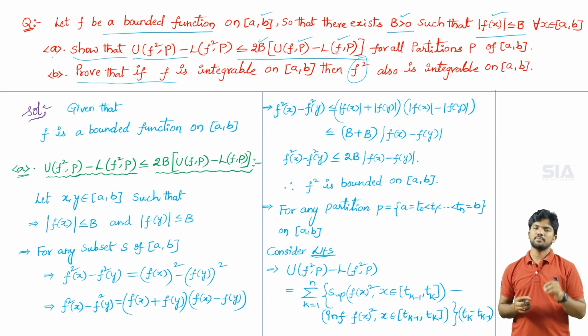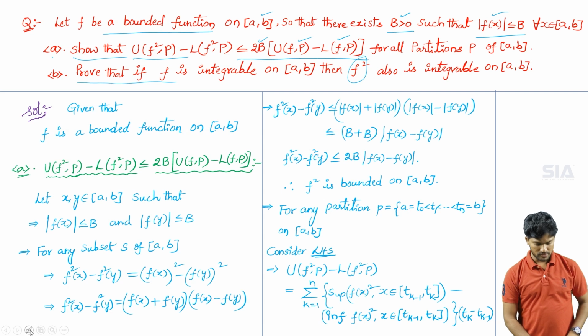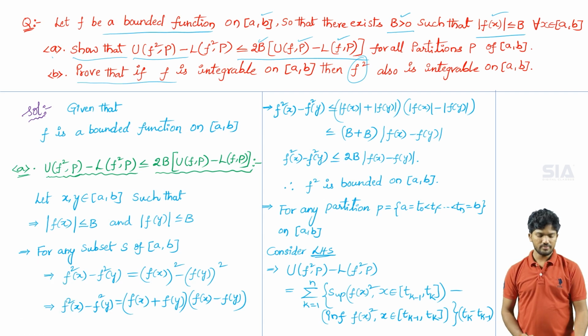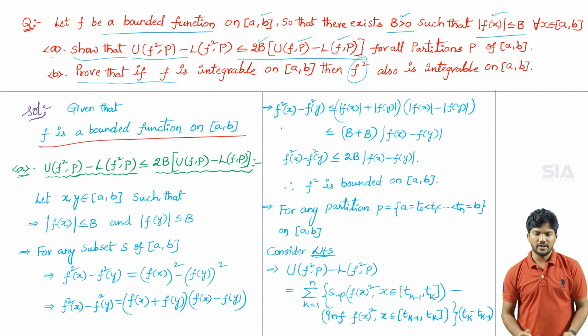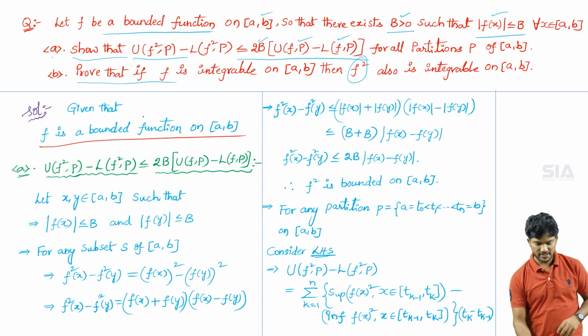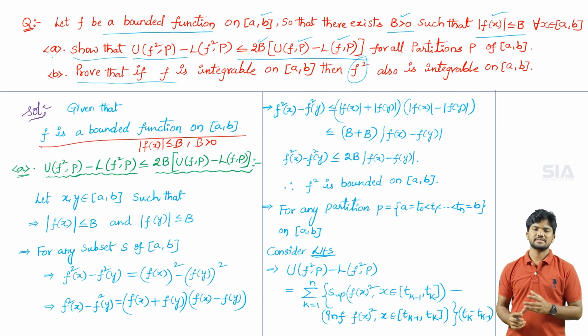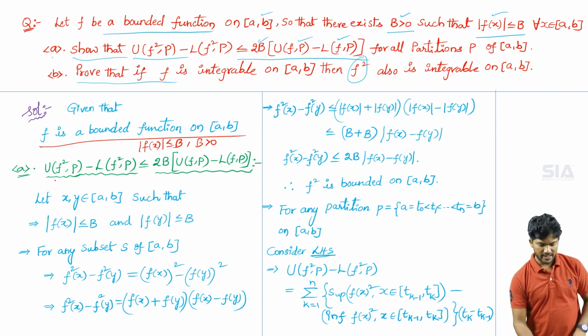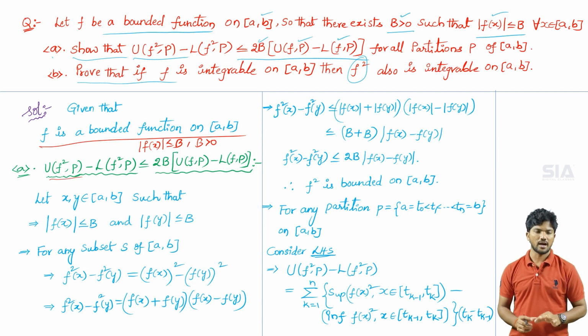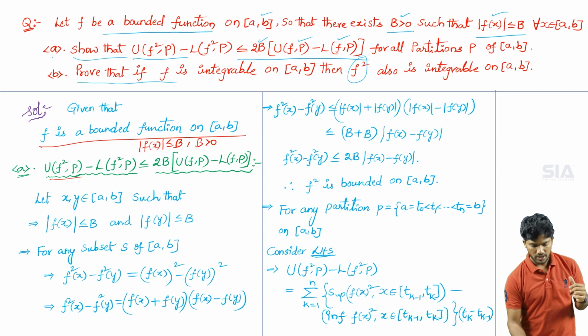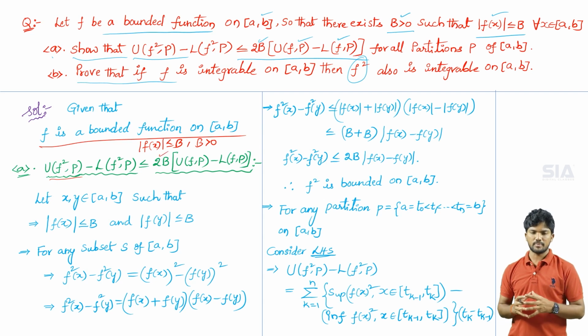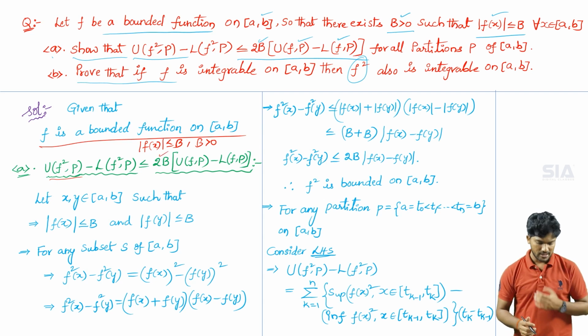So this is one of the important problems for examination purposes. Let's start the solution of this problem. Given that f is a bounded function on the closed interval [a, b], we can simply write |f(x)| ≤ B for some B greater than 0, where B is a constant. So first we have to prove that U(f², P) − L(f², P) ≤ 2B (U(f, P) − L(f, P)). Let's start that.